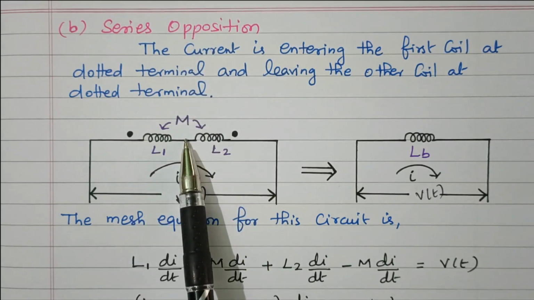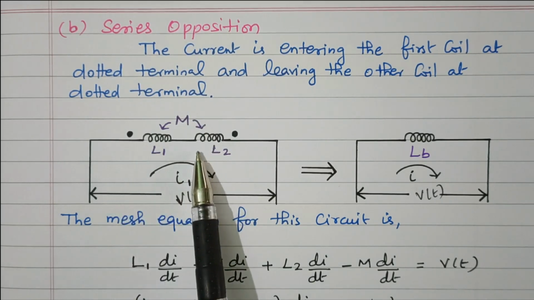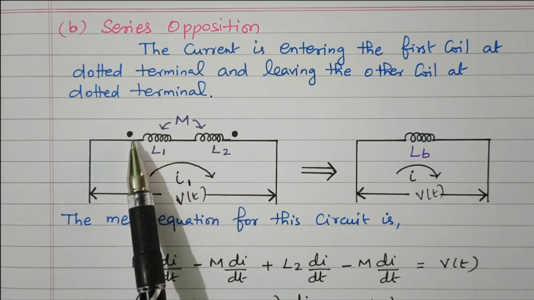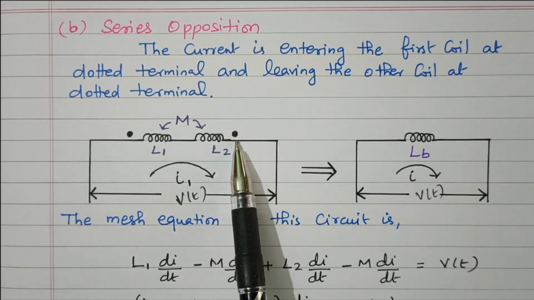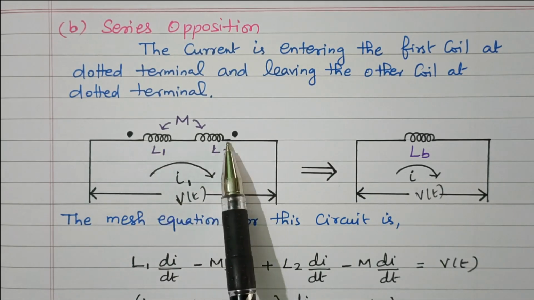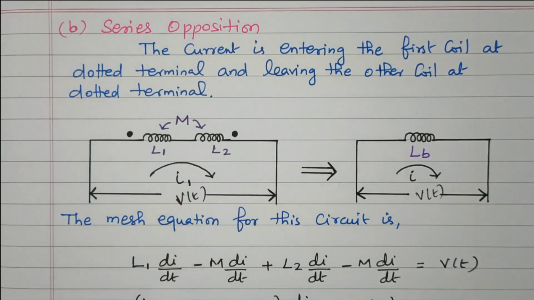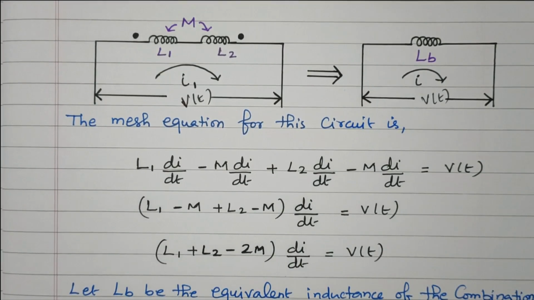Suppose the dot is available here for both L1 and L2, the current enters at the dotted end, which means there is series aiding. Both the inductors will be added together. But here the current enters L1 at the dotted end and leaves L2 at the dotted end, so that both are opposing together. This M is opposing. So based on that, by applying Kirchhoff's voltage law, we can write the equation.